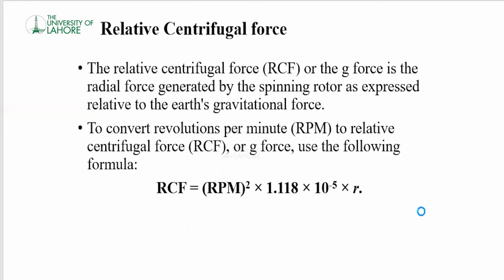Relative centrifugal force. The relative centrifugal force is a radial force generated by the spinning of the rotor, expressed relative to the Earth's gravitational force. To convert revolutions per minute into relative centrifugal force, we can follow this formula: RCF equals RPM squared times 1.118 times 10 raised to the power minus 5 multiplied by r. RPM is the speed of the rotor, and small r is the radius. It means relative centrifugal force depends on two things, that is RPM and the radius.